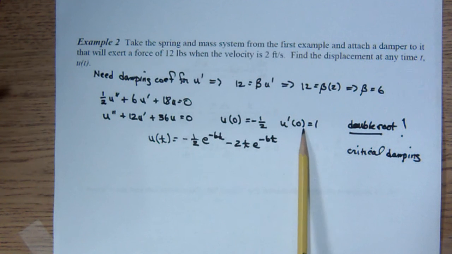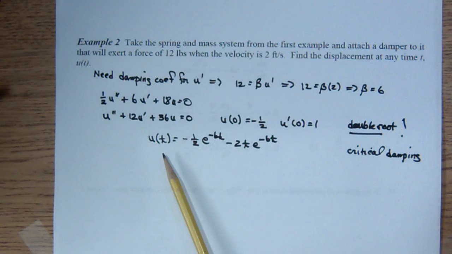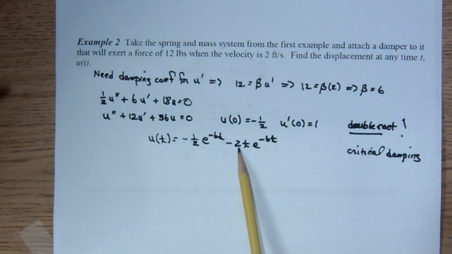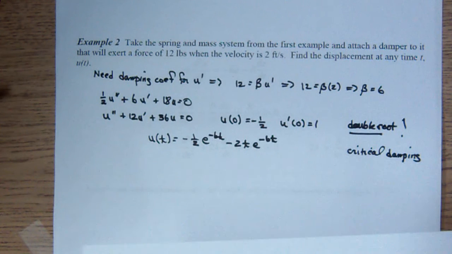These are our initial conditions, so this will drive us to get a solution of u of t equals minus 1/2 e to the minus 6t minus 2t e to the minus 6t. You should probably verify that you do get that.